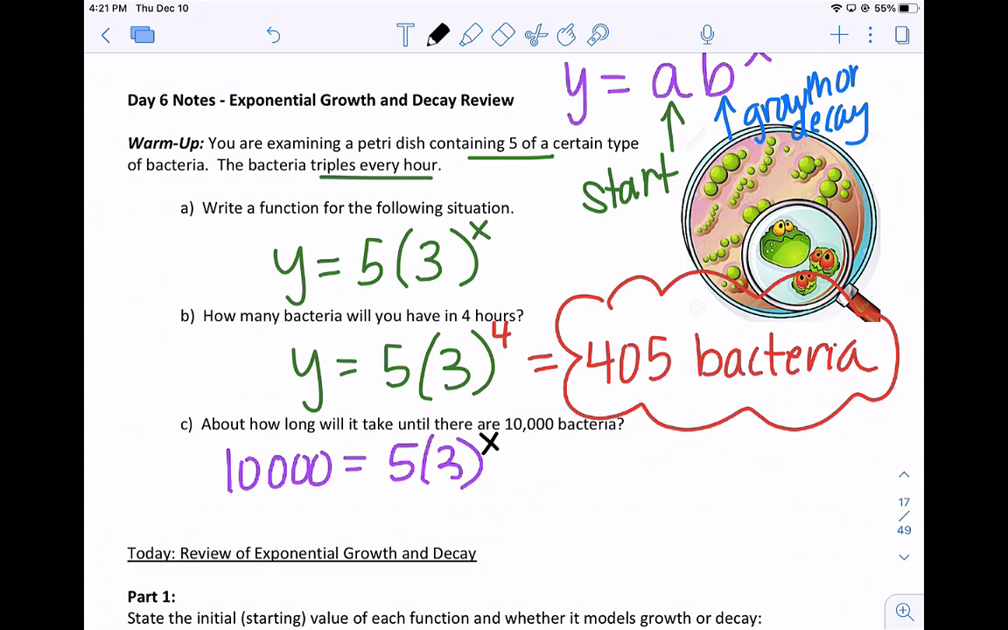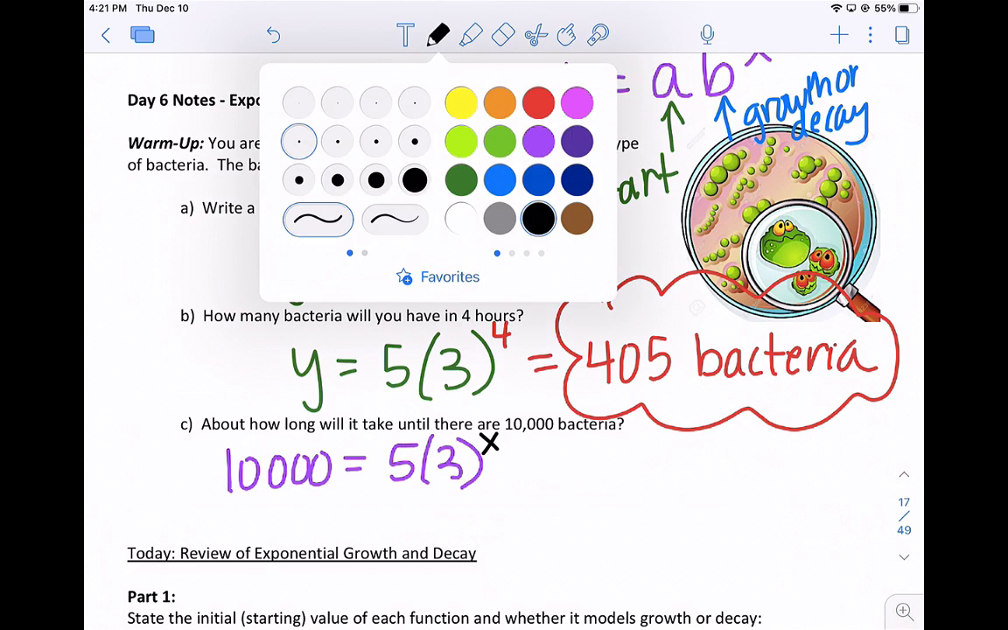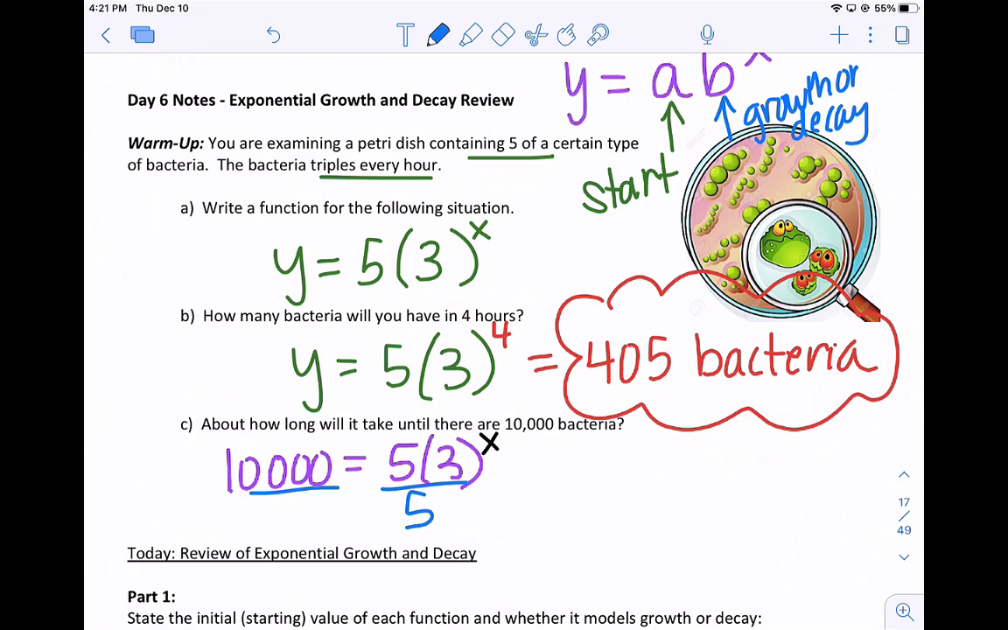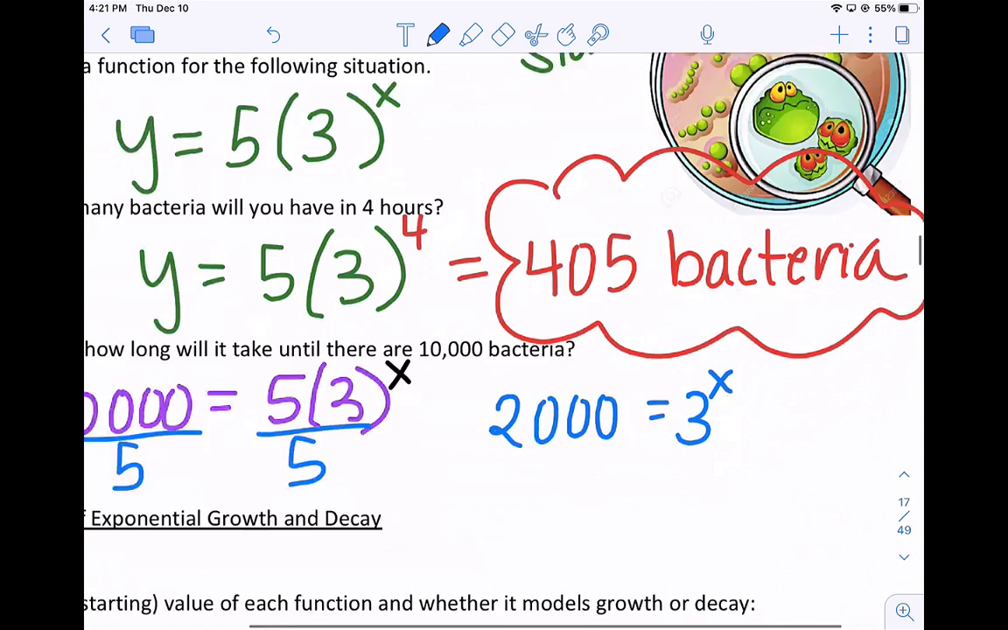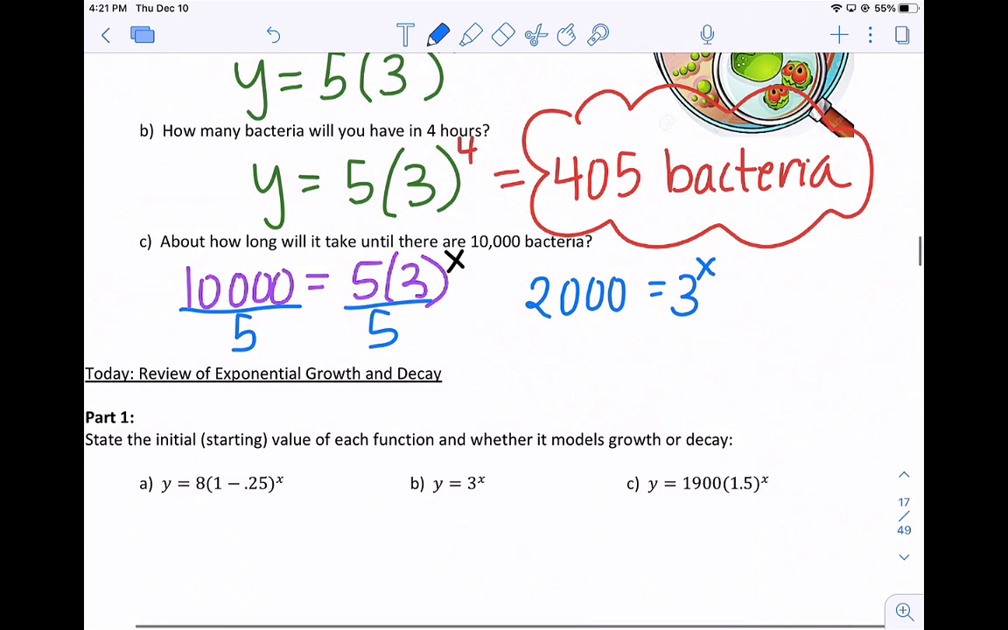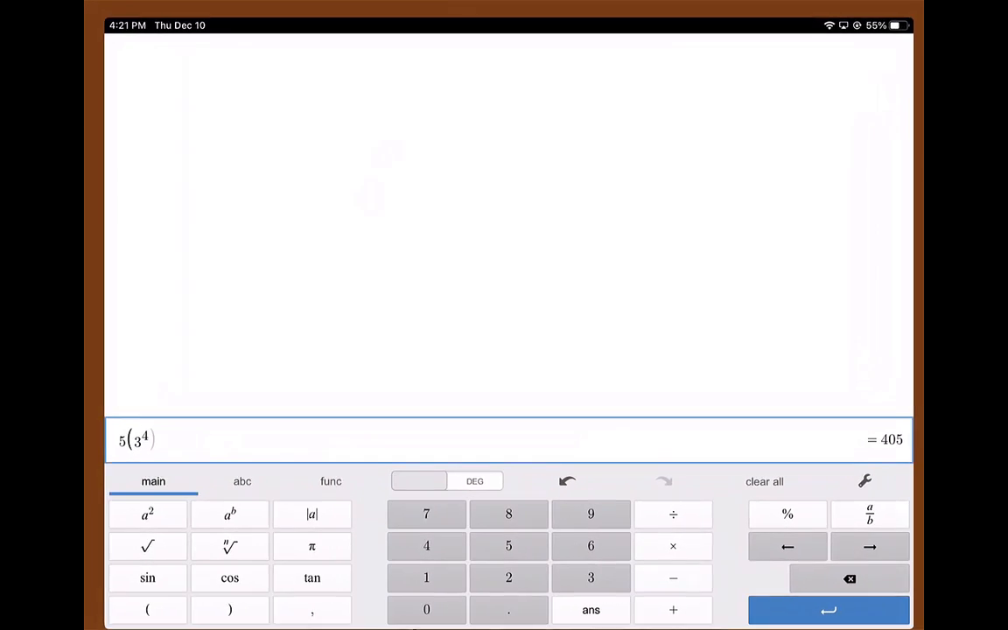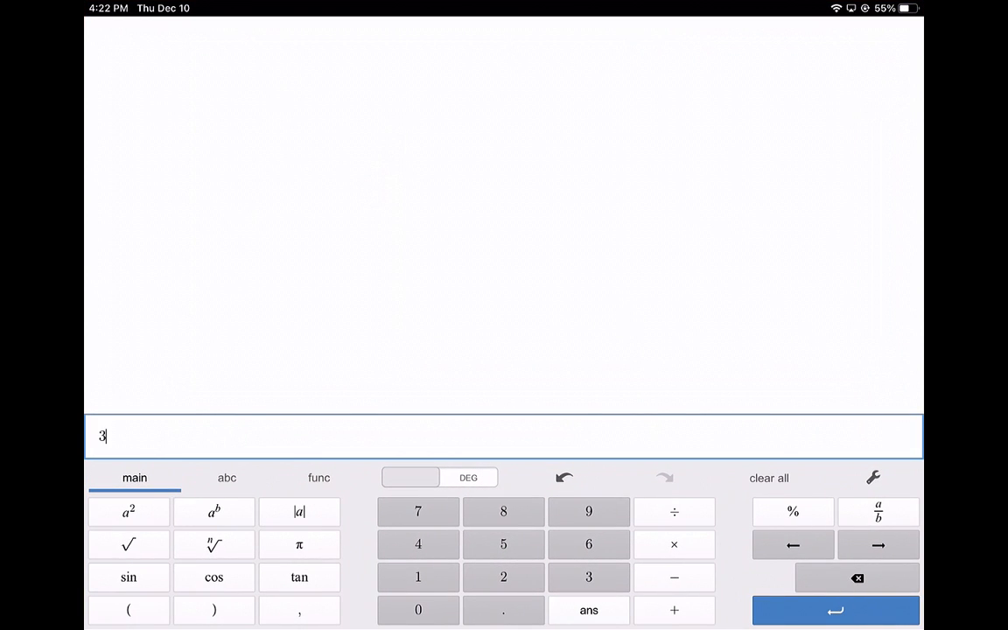I like to make the number smaller, so I am going to get rid of the 5 on the right-hand side by dividing by 5 first. So we'll get 2,000 equals 3 to the x power. And now I can guess and check with this. I can do 3 to a power and try to get 2,000. So I'm going to pop up again my scientific calculator. And again, it's 3 to what power?